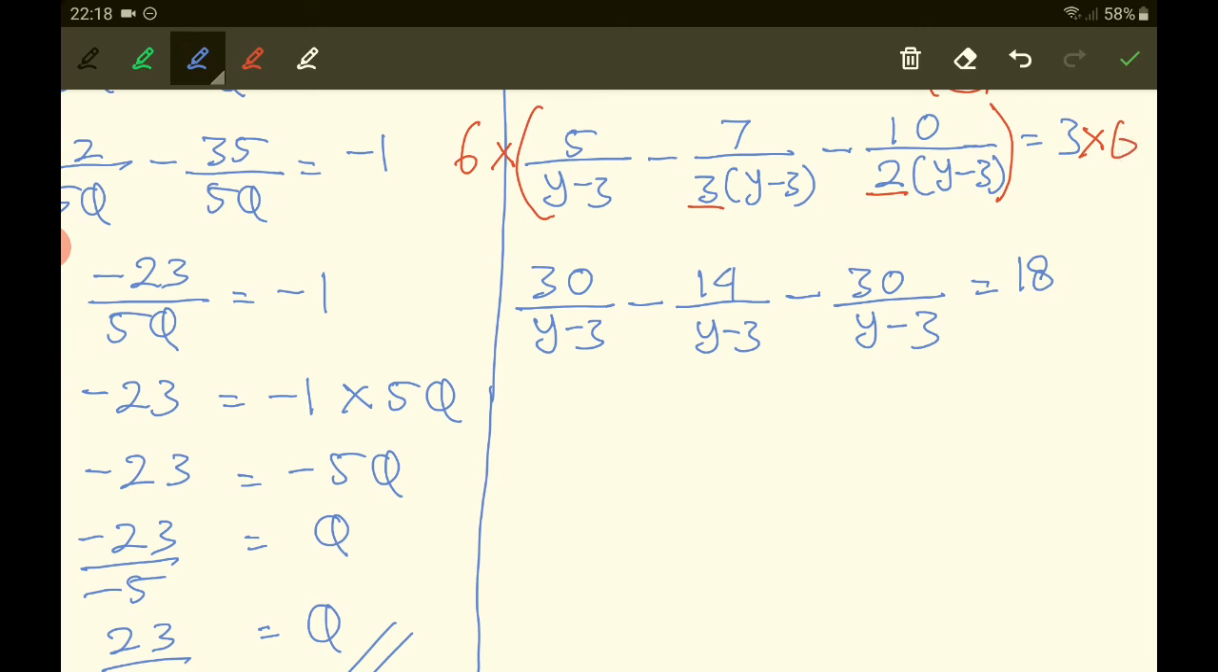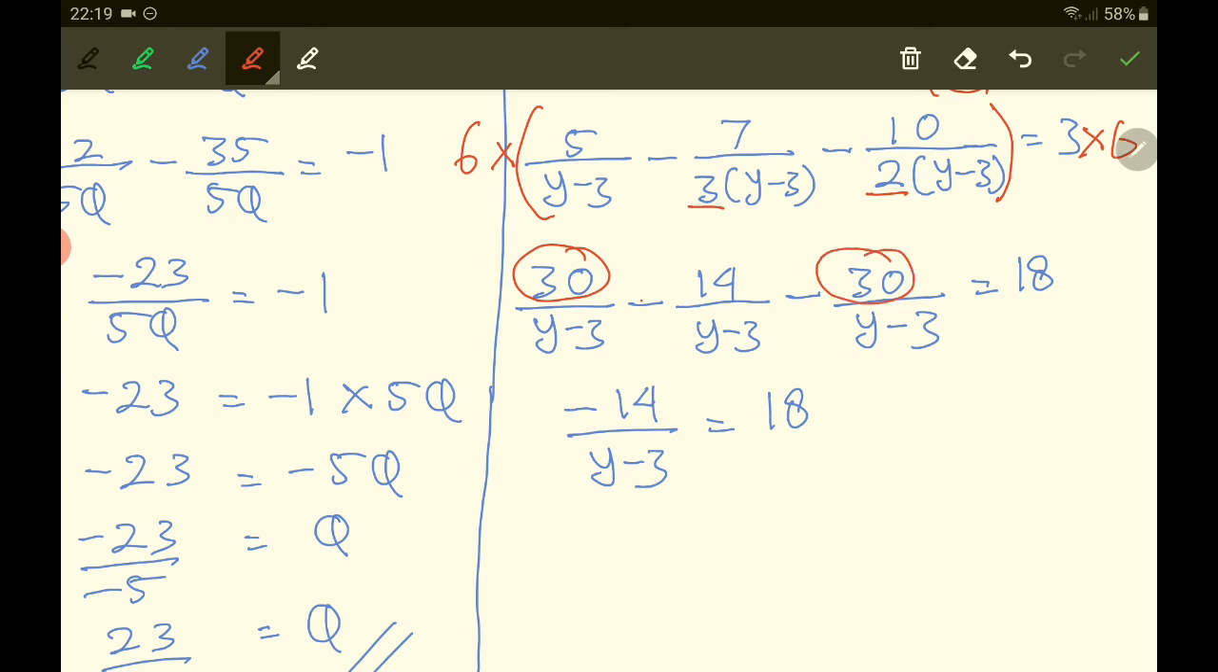So this is our new equation. The denominator is now the same, so we can combine the numerators: 30 minus 14 minus 30. So it will be minus 14 over y minus 3, equal to 18. How did I get minus 14? The numerators, we add them all: 30 minus 14 minus 30. So 30 minus 30 is gone, 0.